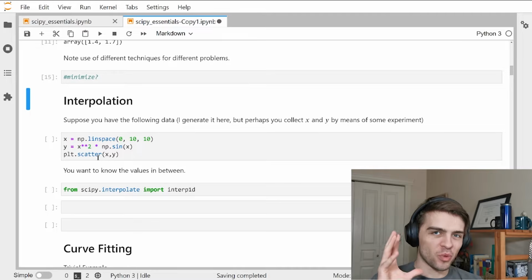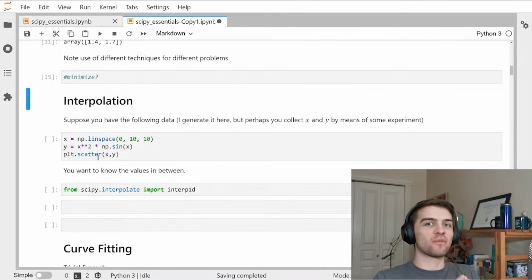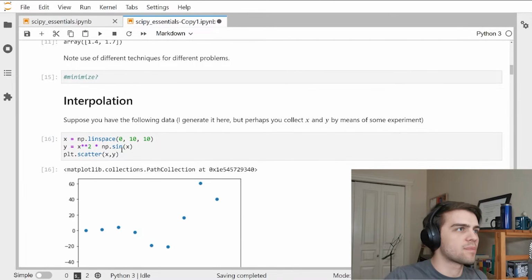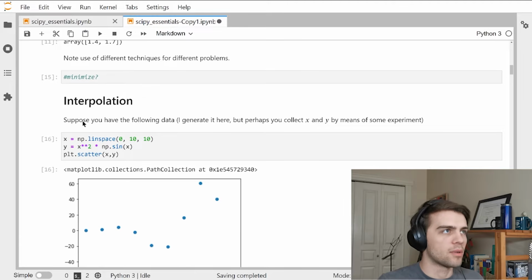Now, interpolation will definitely come in handy if you're doing, for example, undergraduate physics labs, or you're in the real world and you're collecting data and you have data points, right? And you want to interpolate what's going on in the middle of those data points. So let me show you something that will help you understand what I'm talking about here.